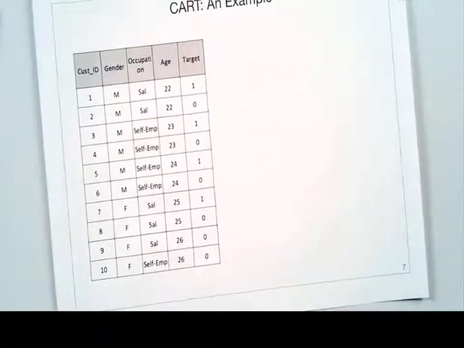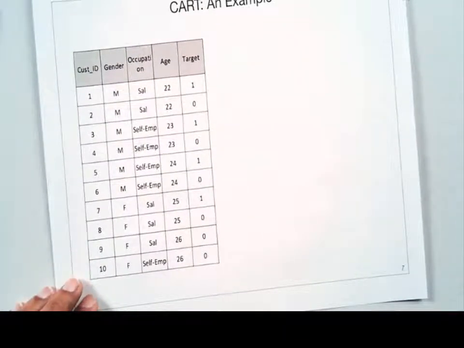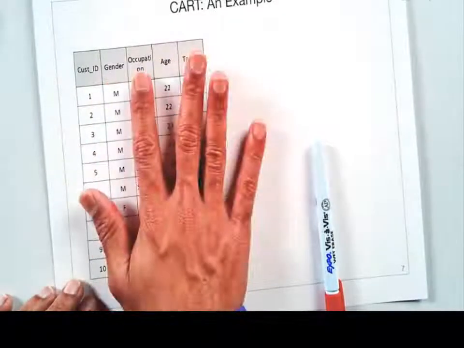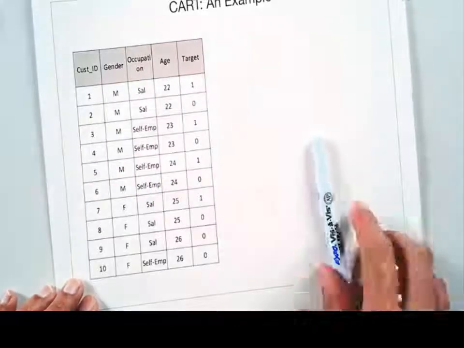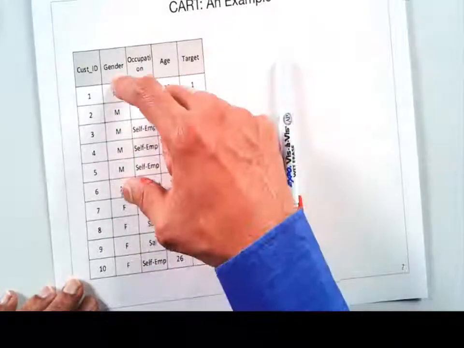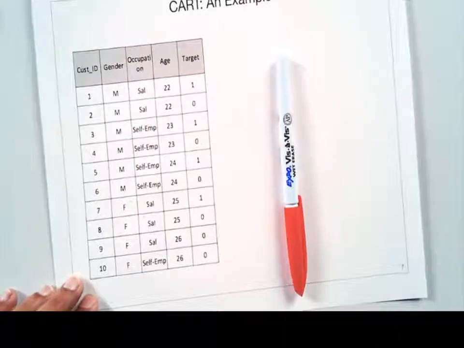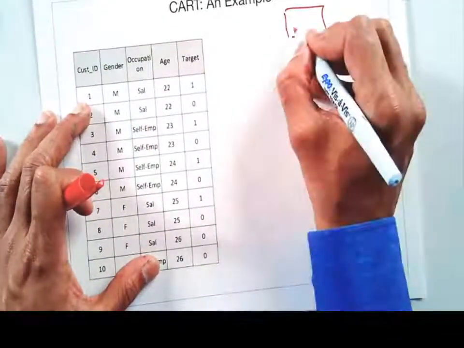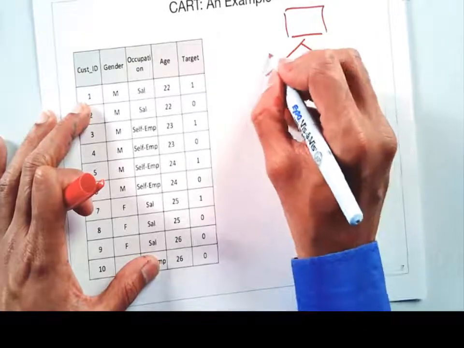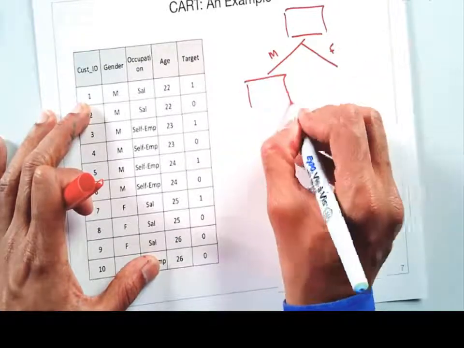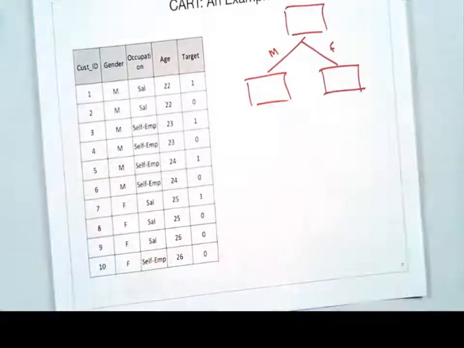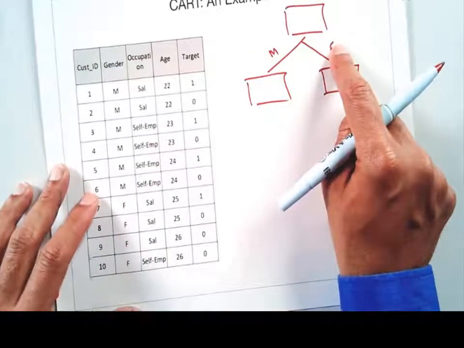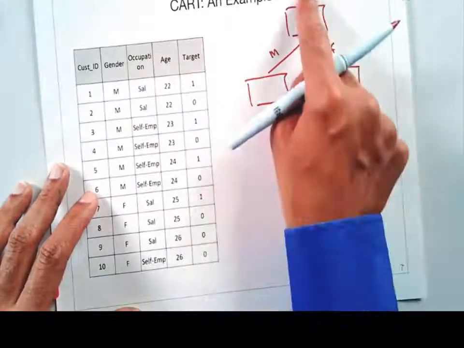I'm going to start with the root node and try branching either with gender or occupation or age. Now with gender and occupation, there are only two categories, male and female. So if I want to try this, I start with the root node, and then I say male on the left and female on the right, and come up with two groups. Obviously, the first thing I'm going to ask is, if I do this, what kind of Gini impurity do I have on this as opposed to this?